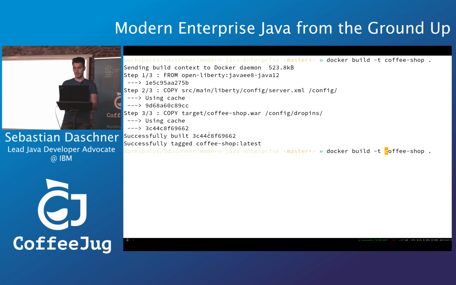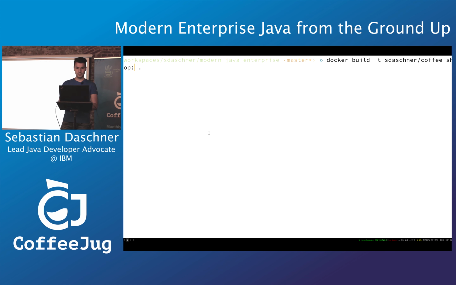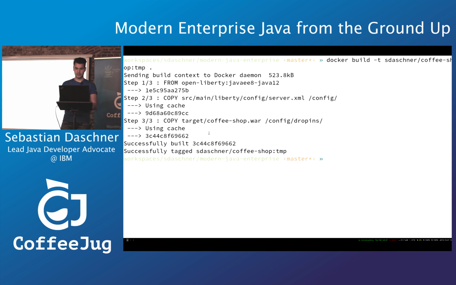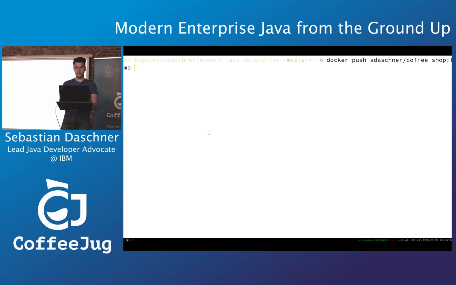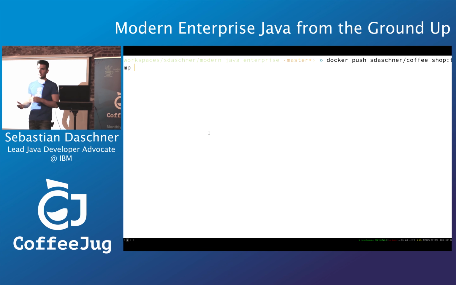Okay, the same is true. Let's build this differently for my username, so I can use the public Docker hub. The same is true if I push something to a Docker repository, right? Docker repository is like a nexus for Java artifacts where I can store Docker images, right?